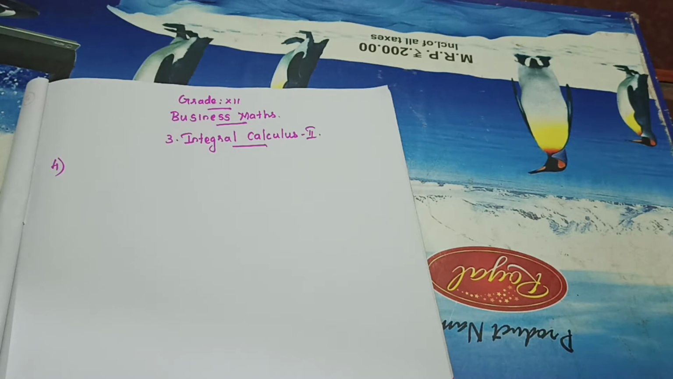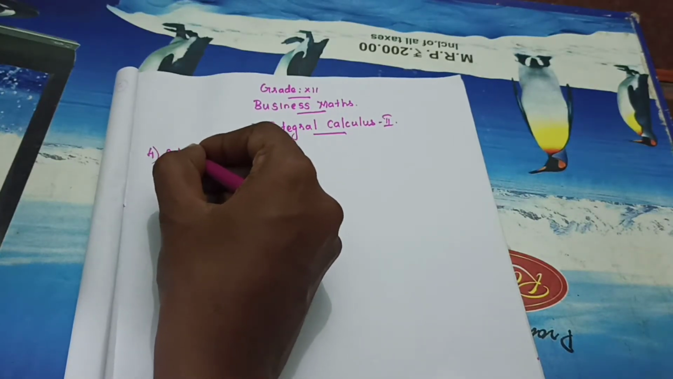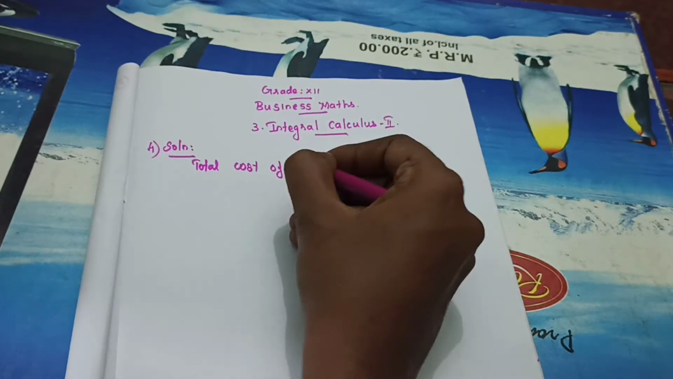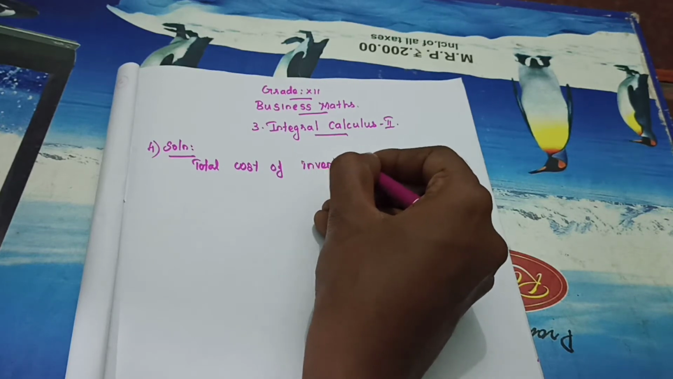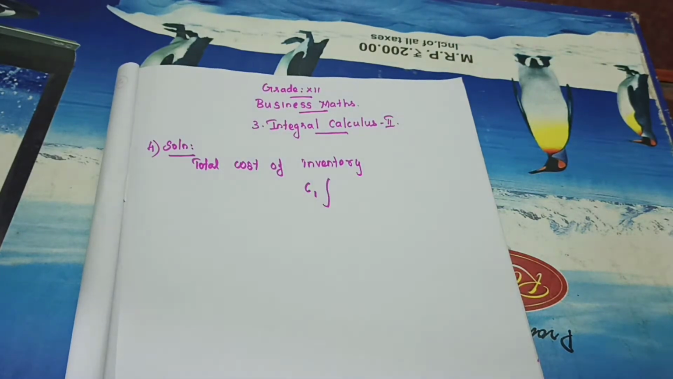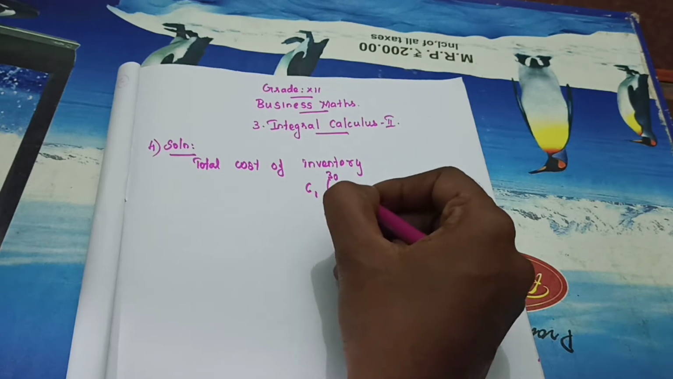Students, listen here. When we were learning our examples, I taught one formula for the cost of maintaining the inventory. We are going to use that formula. Total cost of inventory is C1 into integral. Here the limit, listen to the question, is 30 days. That is 0 to 30. So 0 to 30, I of x dx.